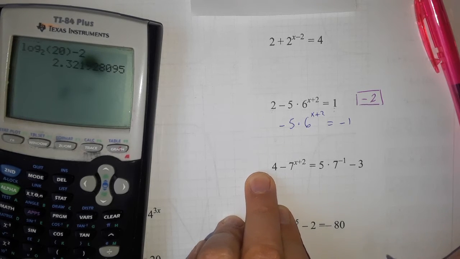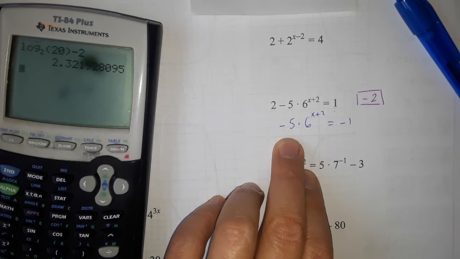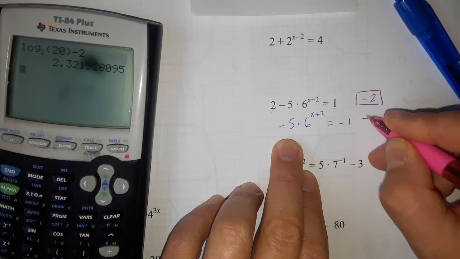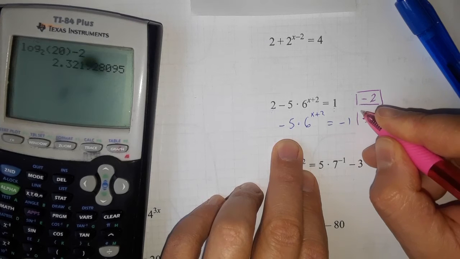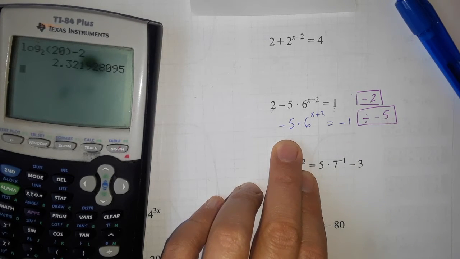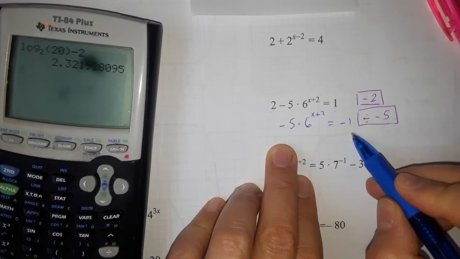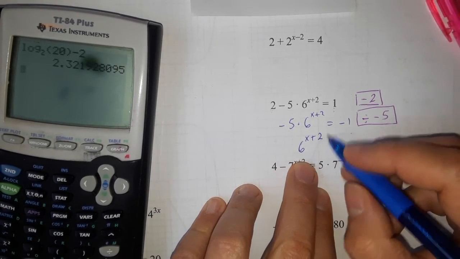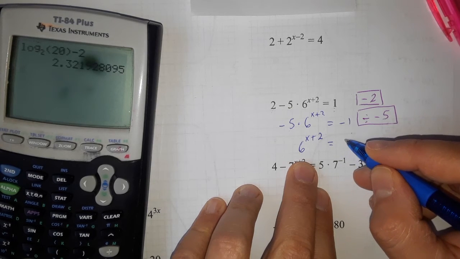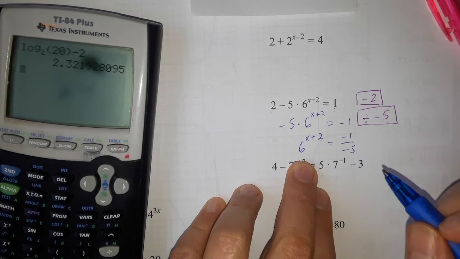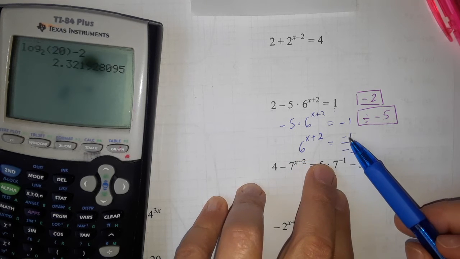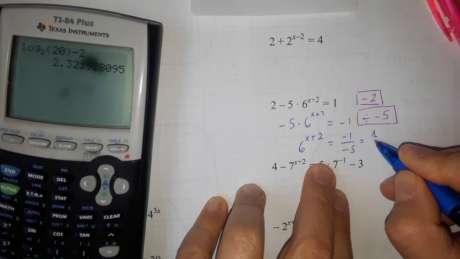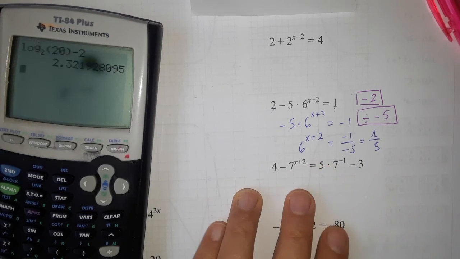Next thing I should do, now I go for the 5. I have to divide both sides by negative 5 in order to get rid of this 5, which is the same thing as if this negative 5 goes dividing to the other side. So what I have is 6 to the x plus 2 equals negative 1 over negative 5. Now when I have 2 negatives dividing, this becomes a positive. Negative over a negative is a positive.